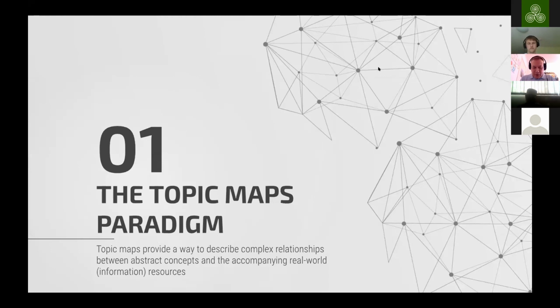First of all, I want to start with topic maps. Topic maps comes from a group of semantic technologies. Topic maps is one of them. Topic maps really are a very, very powerful paradigm, and it really allows you to describe, to express complex relationships between concepts and the information resources that you need to connect to those concepts.